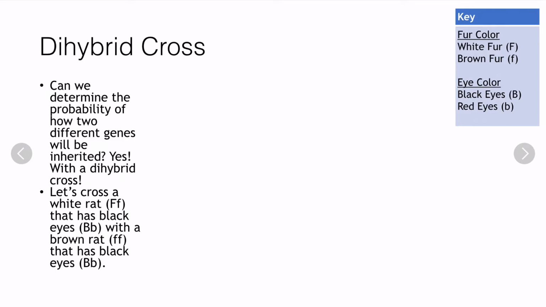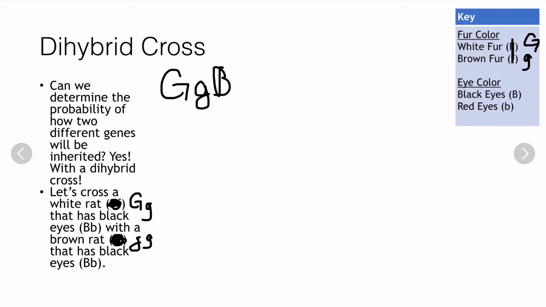and actually I'm going to use a different letter than F. Instead of F, let's use G. Let's use big G and little g here, okay? And I want to fix my little g just to make sure that we're all on the same page. All right, so let's cross a white rat, and remember we're using g's, so that'll be big G, little g, with black eyes, with a brown rat, no more f's, little g, okay? That has black eyes. So let's look at our first parent genotype. It would be big G, little g, big B, little b.